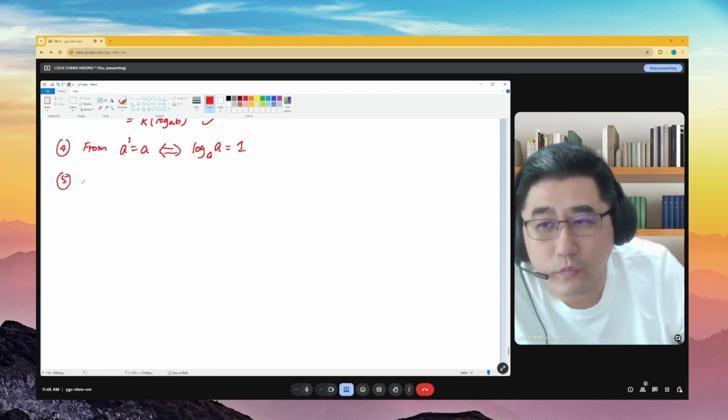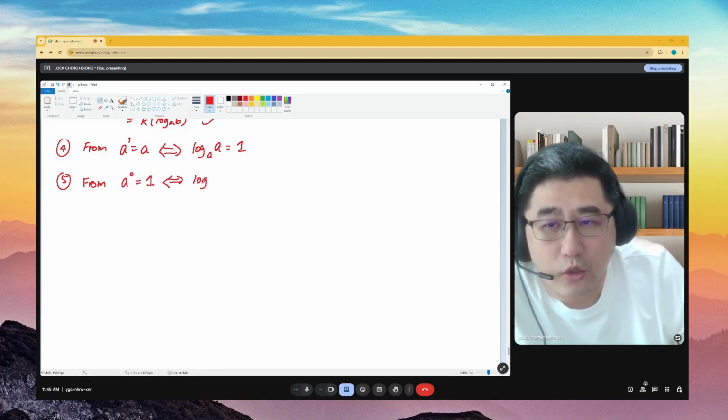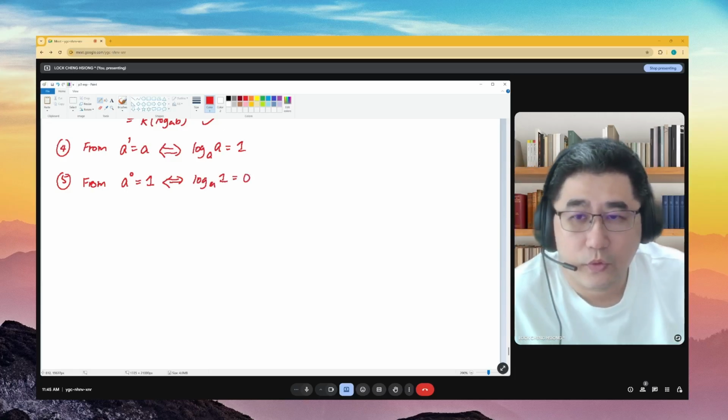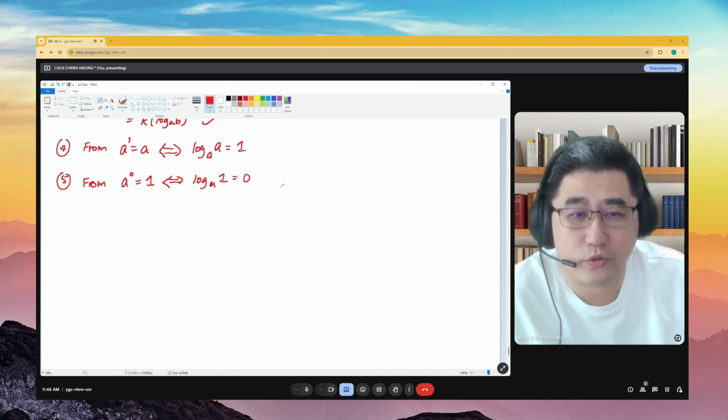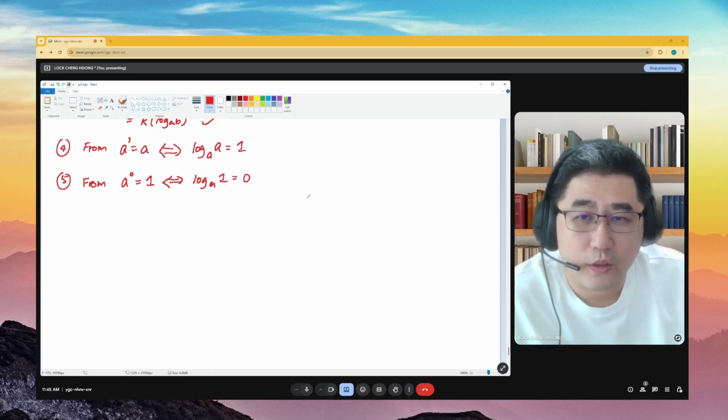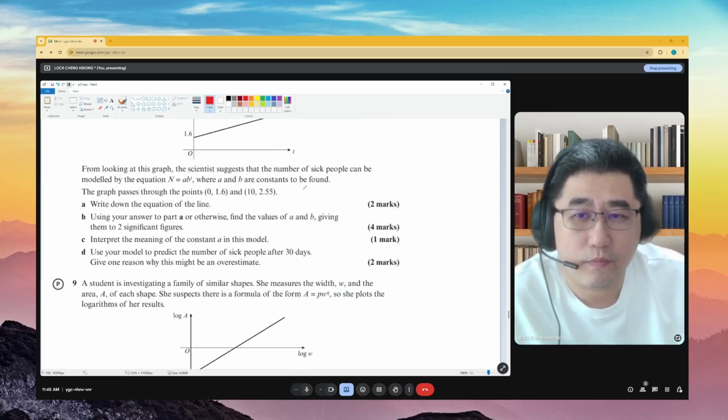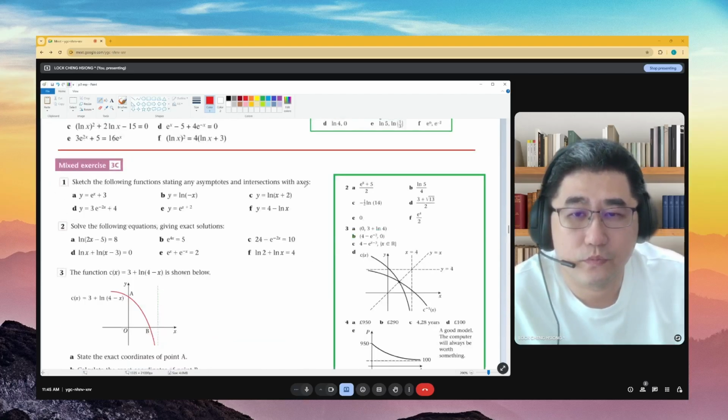Number 5, from a power of 0 equals 1, this also tells you that log_a 1 equals 0. Therefore, you have seen that log of 1 always equals 0. That's the reason.